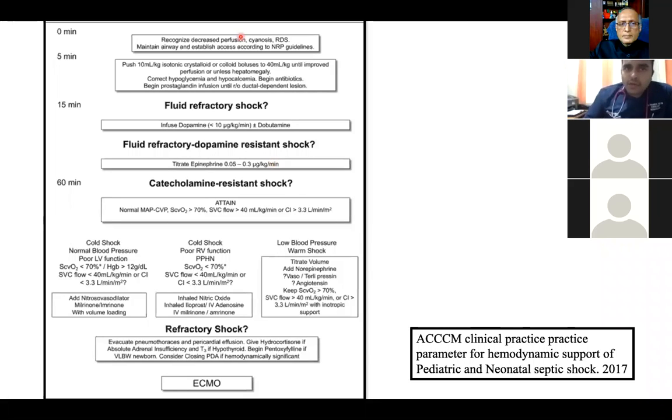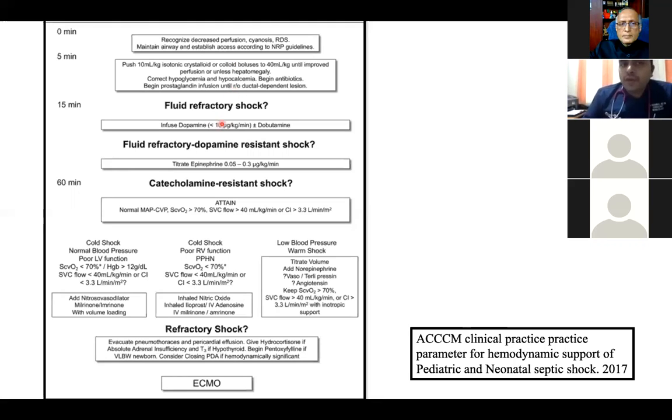So basically, first you recognize the shock. Once after recognition, you consider bolus, and correct hypoglycemia and hypocalcemia. And if you have any doubt of a ductus dependent heart lesion, because it is one condition which can present with shock. So in casualty, if a patient presents in shock and femorals are not palpable, you can even consider prostaglandin infusion till you rule out that critical heart disease.